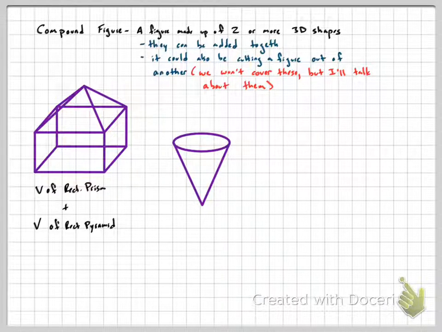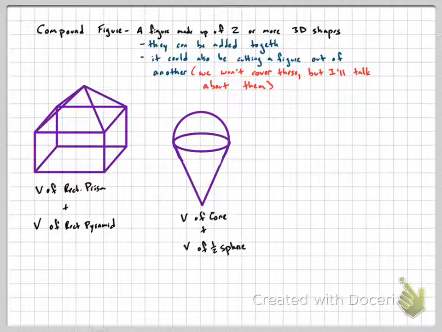So here we have a cone, right? But now if I were to stack half a sphere on there, again, the volume would be whatever the cone's volume was plus the volume of half that sphere. So volume of the cone plus the volume of half the sphere. The reason why it's only half is because that sphere is cut directly in half. So again, guys, you're just adding things together.